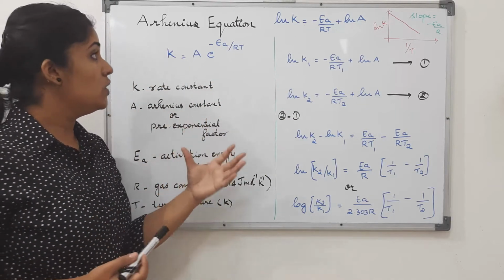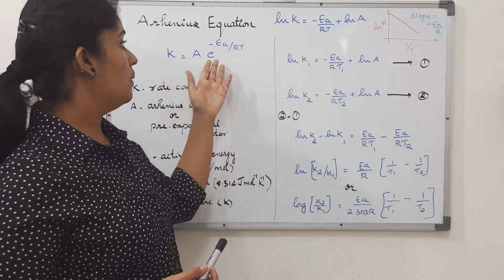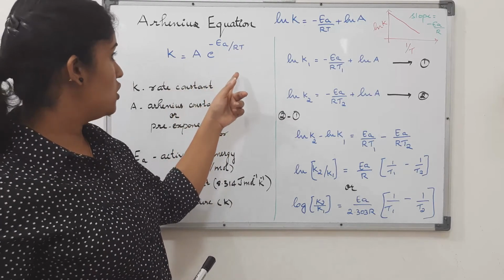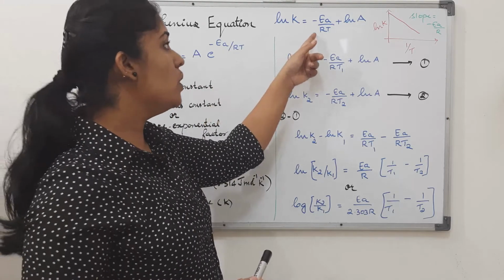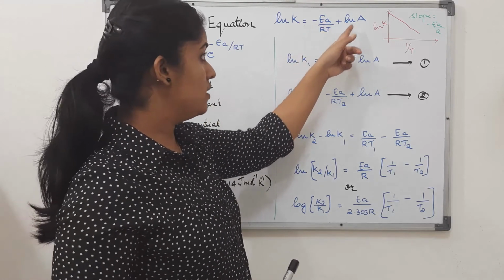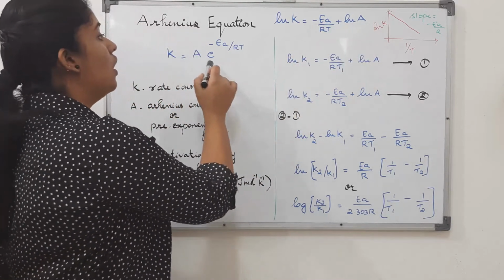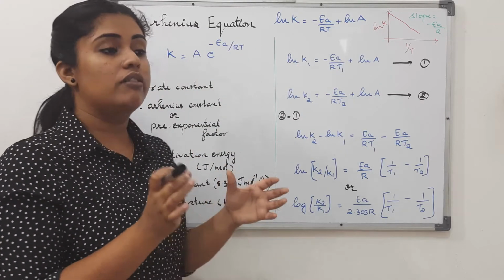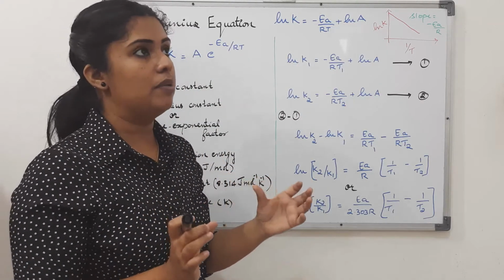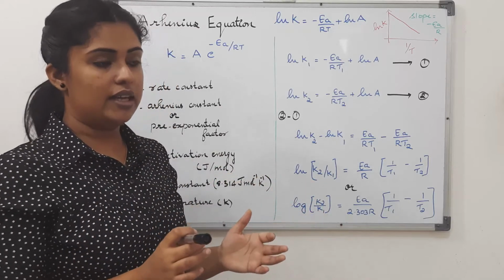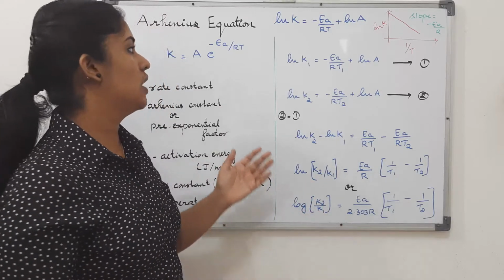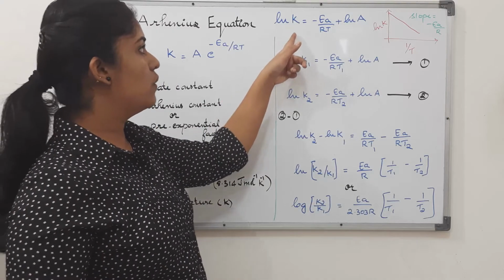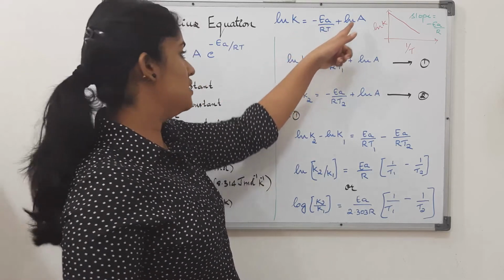Now we can also take the natural log of this equation. So ln K becomes equal to minus EA by RT plus ln A, because log of e power something will actually be that power value. Log of e power x is x, log of e power y is y. So whatever is the power, that will be the log of e power something. So this becomes ln K equal to minus EA by RT plus ln A.